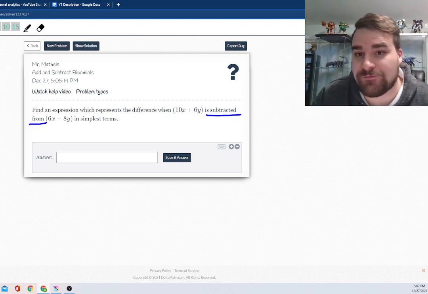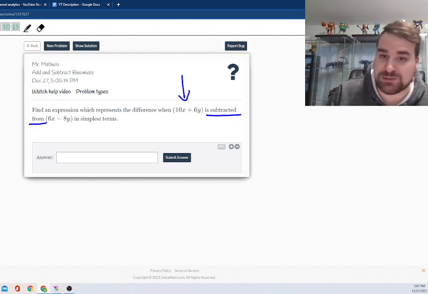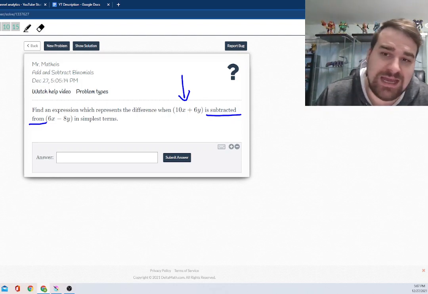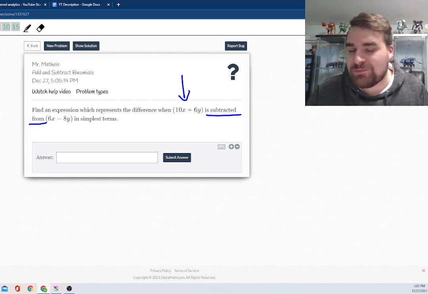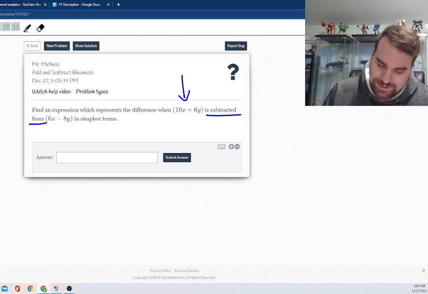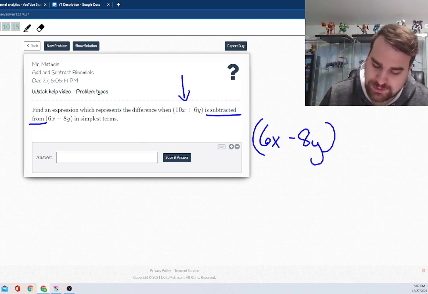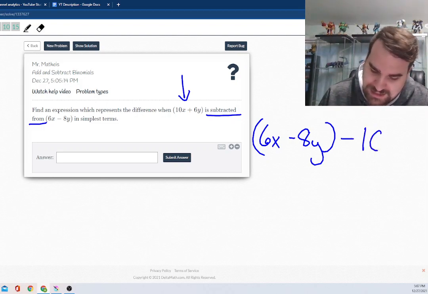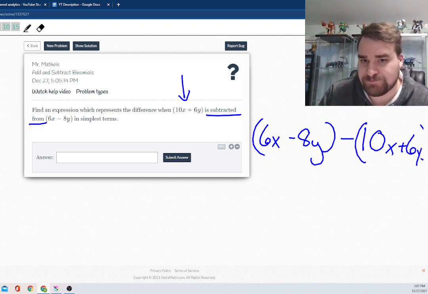"Is subtracted from." So this is telling us that the first thing listed, the 10x plus 6y here, is being subtracted from or being taken away from 6x minus 8y. AKA, we need to think of that as what is being minused in the problem, maybe, if that's the way you like to think about it. So really, this is saying 6x minus 8y, and I'm going to keep these in parentheses because it's kind of easier that way, I think, minus 10x plus 6y. Now let me get that in parentheses there too.